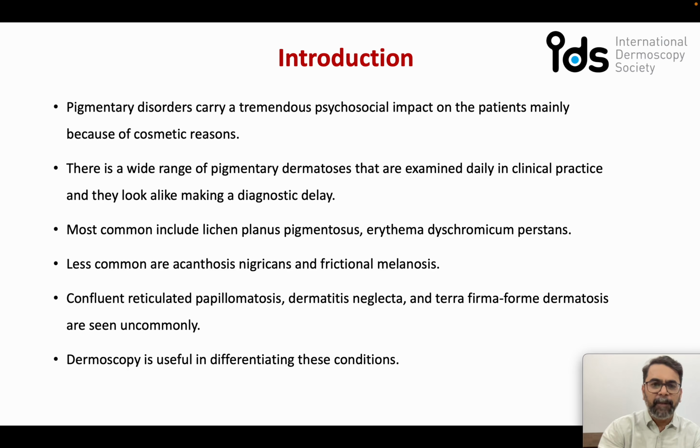There is a wide range of pigmentary dermatoses that are examined daily in clinical practice and they look alike, causing a diagnostic delay. The most common conditions include lichen planus pigmentosus and erythema dyschromicum perstans, and less common are acanthosis nigricans and frictional melanosis. Confluent and reticulated papillomatosis, dermatitis neglecta, and terra firma-forme dermatosis are seen uncommonly. Dermoscopy is useful in differentiating all these conditions.